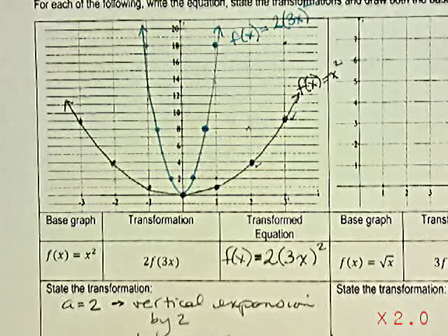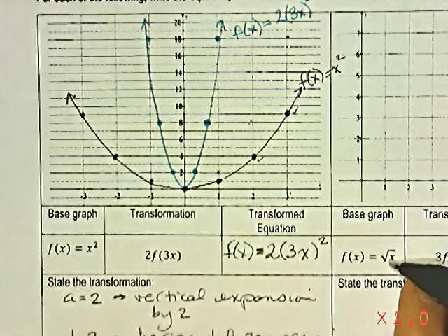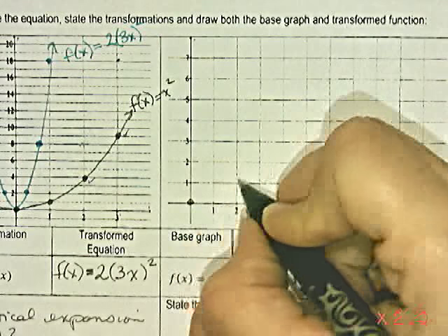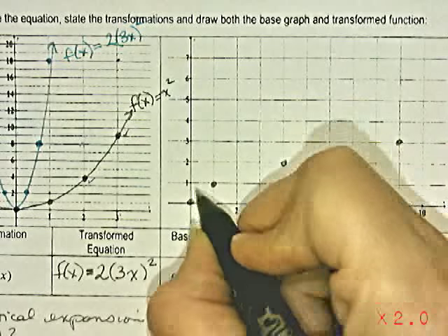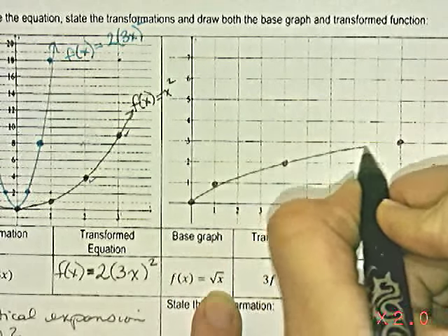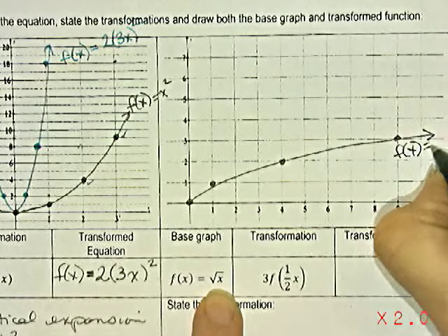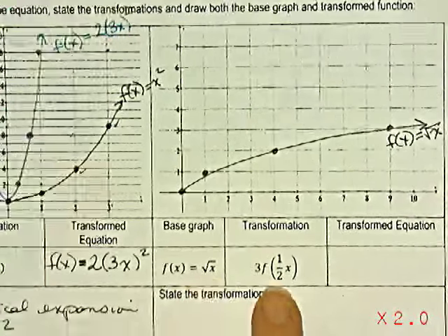All right, let's take a look at the next graph, and we will transform a radical function, a square root function. So let's draw that base graph. Hopefully these are taking you no time at all to get the proper base graph down. All right, let's look at our transformations.